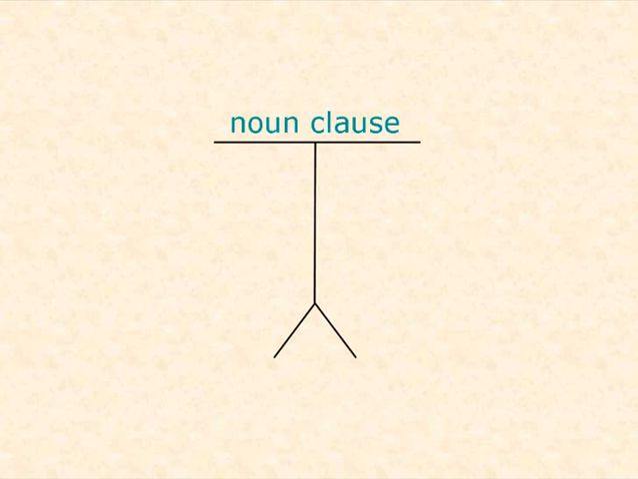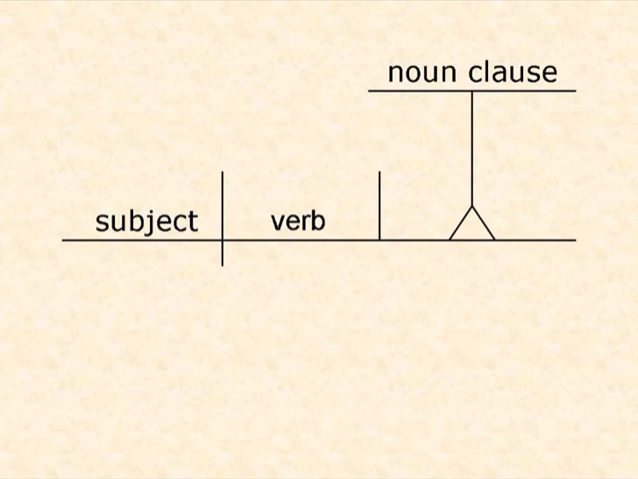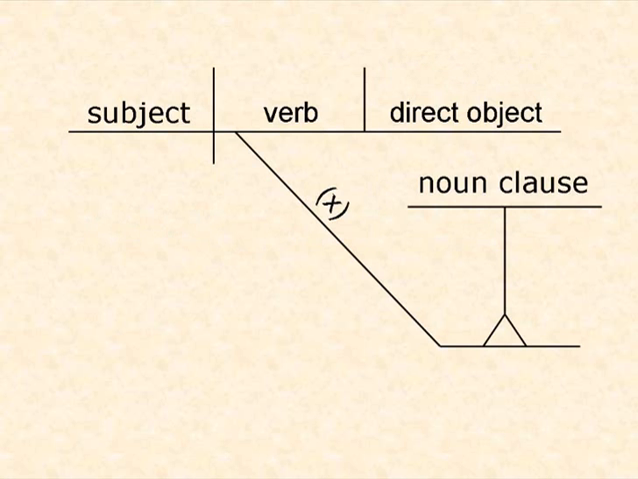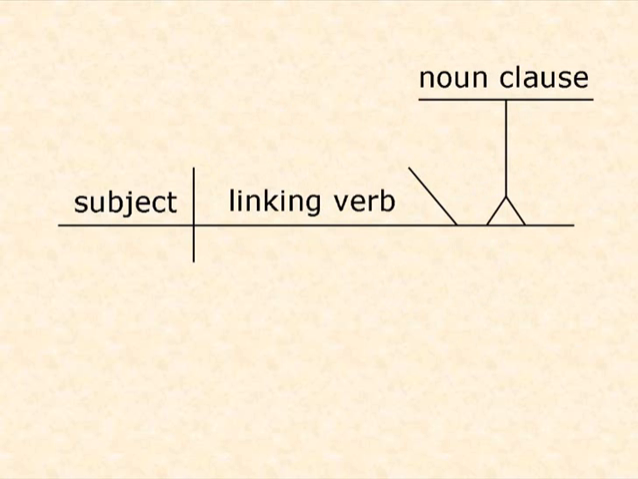Here you see the noun clause. It goes up on a pedestal that floats above the position where it must act as the noun in the sentence. The noun clause can act as the subject, the direct object, the indirect object, the object of the preposition, or the predicate noun.